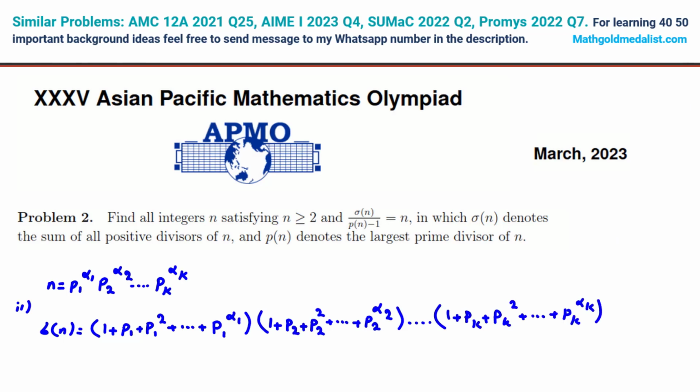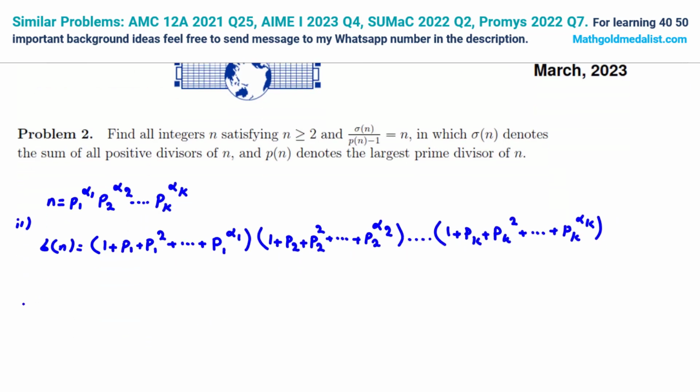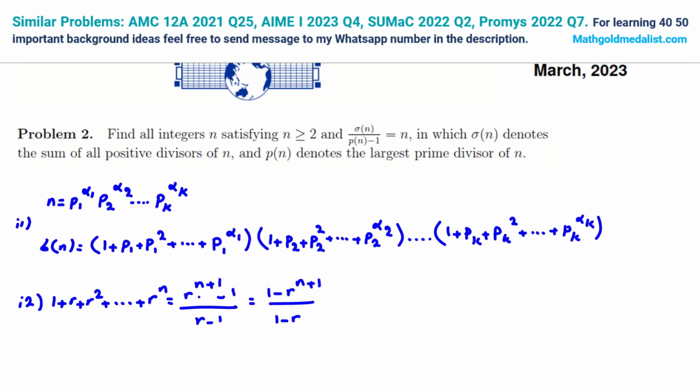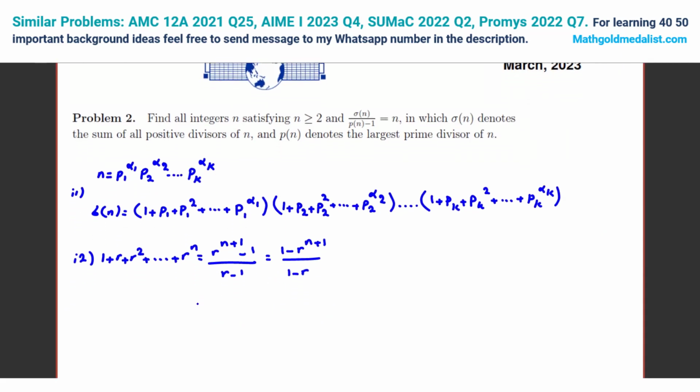Now, the next identity or idea that you should know is this: 1 plus r plus r squared up to r to the n is equal to r to the n plus 1 minus 1 over r minus 1, or you can negate both numerator and denominator. Usually when r is less than 1, for example between 0 and 1, we use the negated one. When r is greater than 1, we use this one. So we have these formulas that you should know.